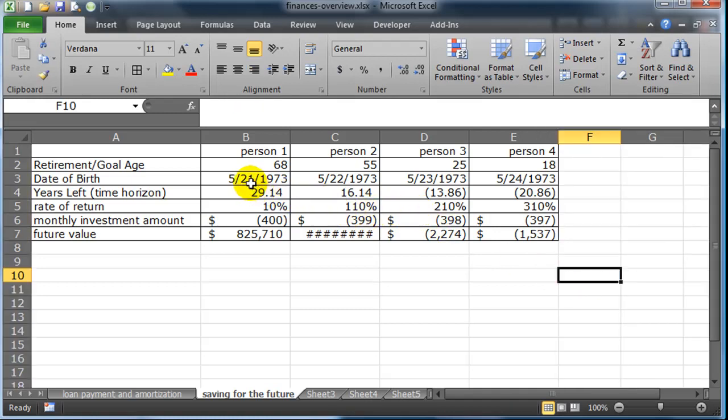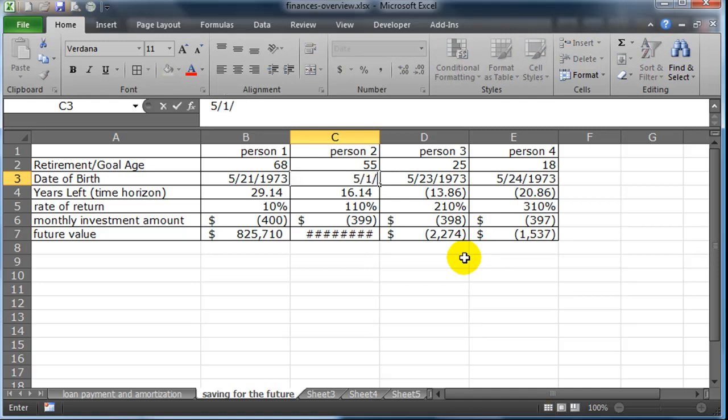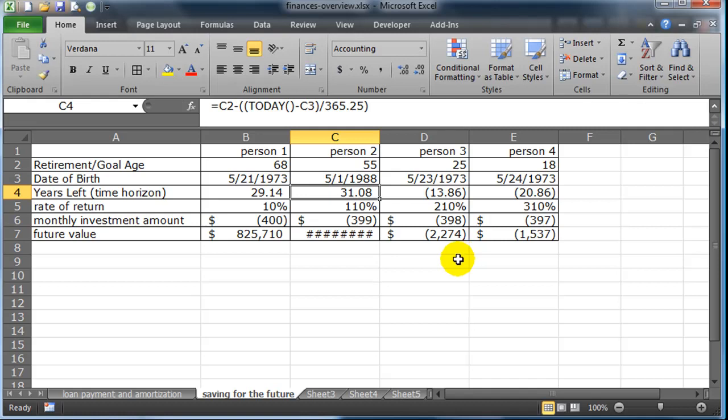Okay, let's do some different ages here. Let's say person 2 is a little bit younger than me. Let's say person 2 was born, how about May 1st, 1988. Okay. And I already can tell my years left is a little bit off here, so let's look things over. Nope, everything's good actually. I forgot we got the smaller time horizon. There we go.